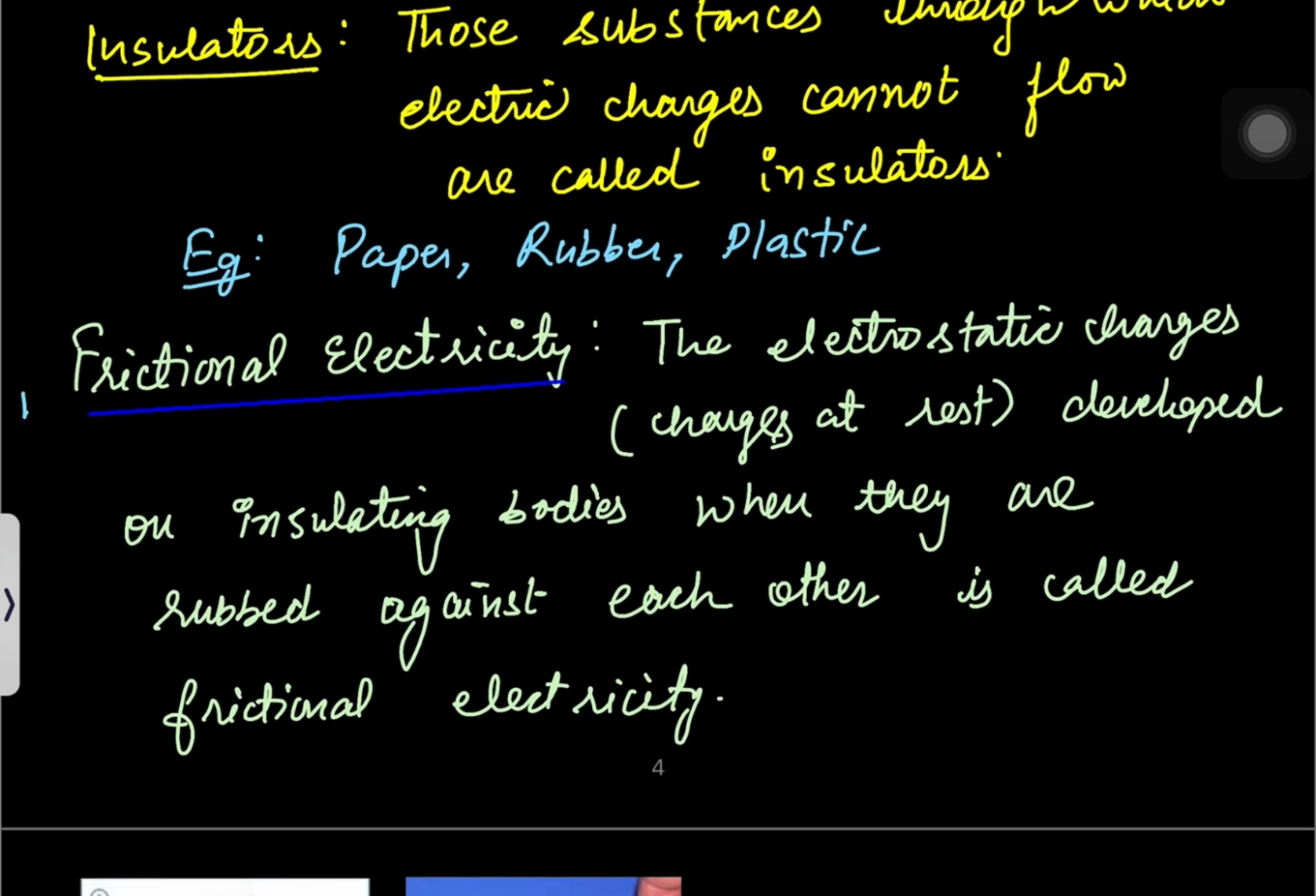Now the important and the most interesting concept, frictional electricity. As the name suggests, friction. Friction कब होता है? When two surfaces are in contact. फ्रिक्शन का मतलब क्या है? जब दो surfaces आपस में contact में होते हैं, तो contact में तभी होंगे जब हम उसको rub कराएंगे against each other, और वहां पर जो electrostatic charges develop होते हैं insulating bodies में, that is referred to as frictional electricity.